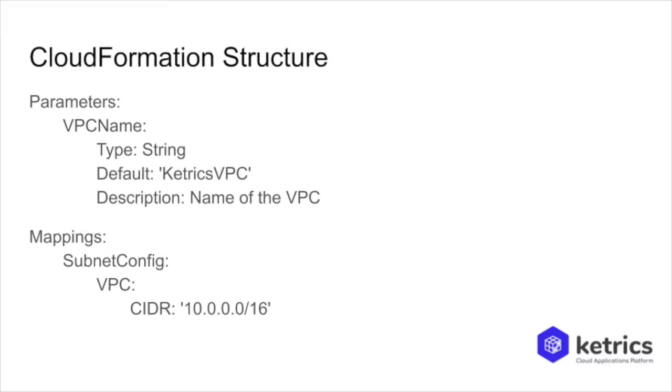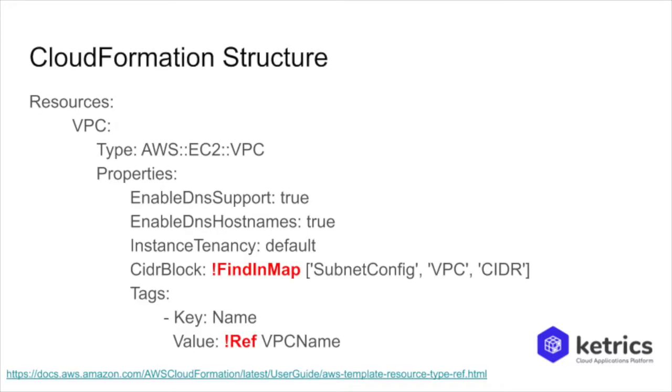The mappings work as a key value object, which allows you to define custom values for your stack in a hierarchical way. The resources is where you define your infrastructure elements. Each resource has its own properties, which you can find in the CloudFormation documentation in the description below.